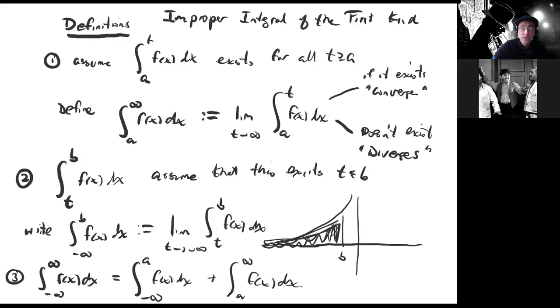So that's the definition of the improper integral of the first kind. We're only going to consider improper integrals of the first kind today. In my next lecture, I'm going to talk about improper integrals of the second kind. You don't have to worry about that today, though.